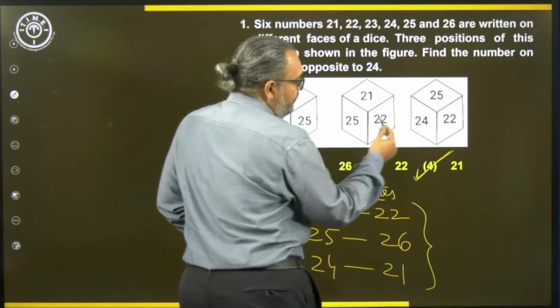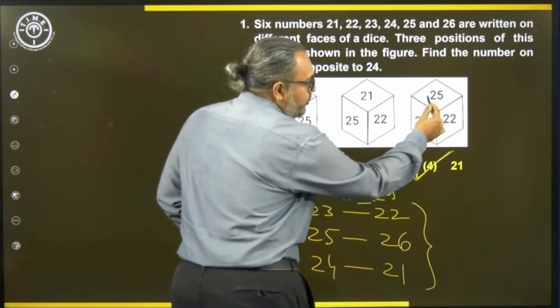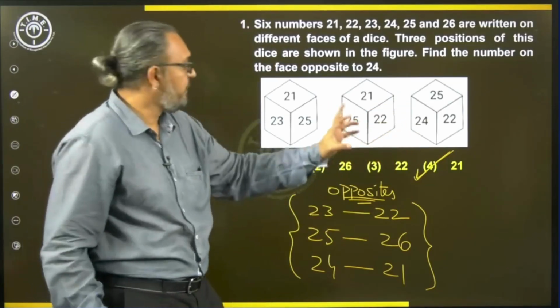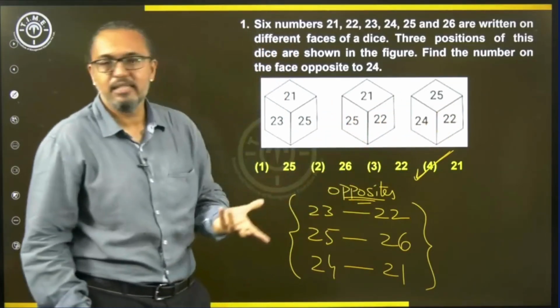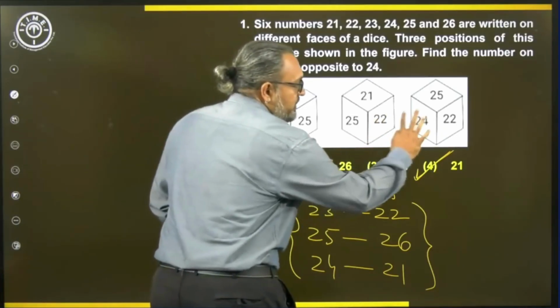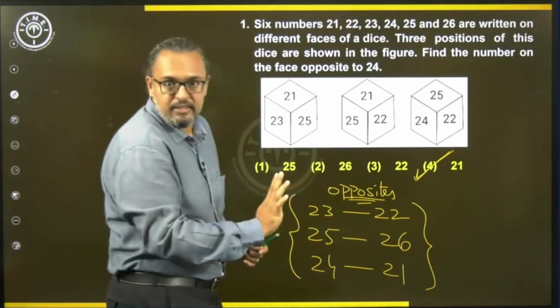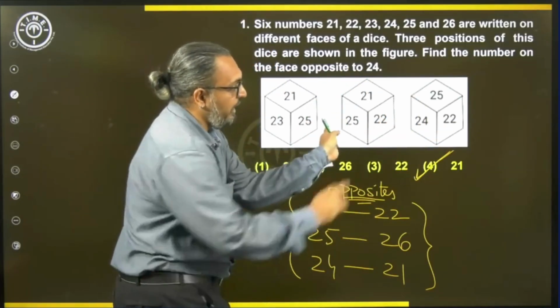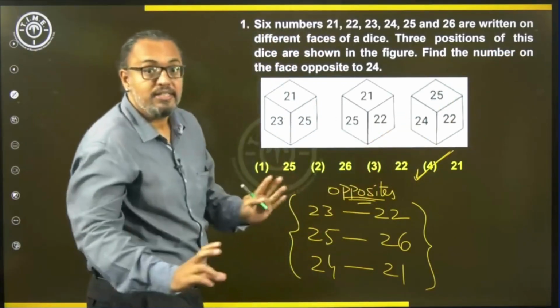Now look at here, you have 25, 22, 25, 22. In both of these two, the second view and the third view, the numbers 25 and 22 are adjacent to each other, correct? Now see what is happening. 22 is in the same face, correct? It is on the right hand side only, but 25, which was on the left side, now moved to the top. So what is happening?